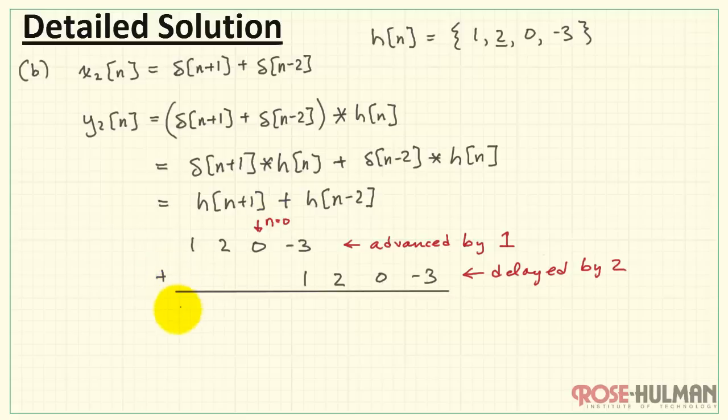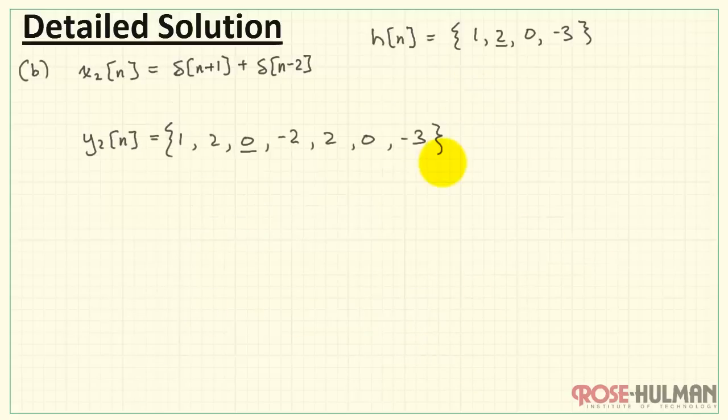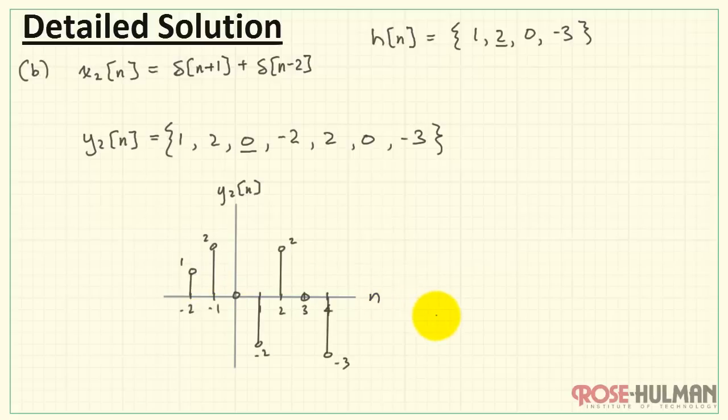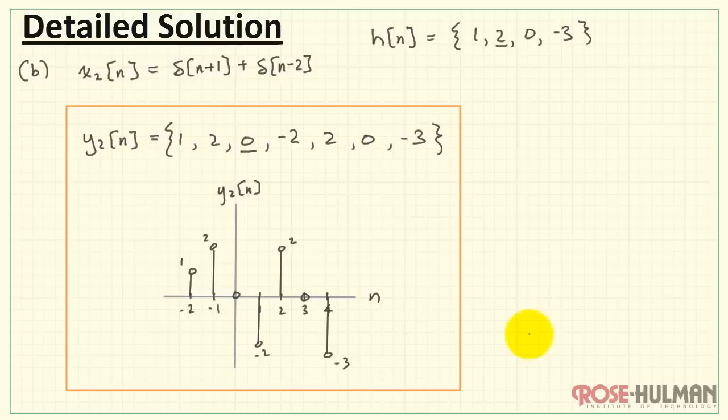Now I can add these two sequences together. Here we have an overlap yielding a value of -2. And this longer list has an origin located at the same place, n equals 0. And this is our result for y2. Go ahead and construct a stem plot for that. All right, that's the results for part B.